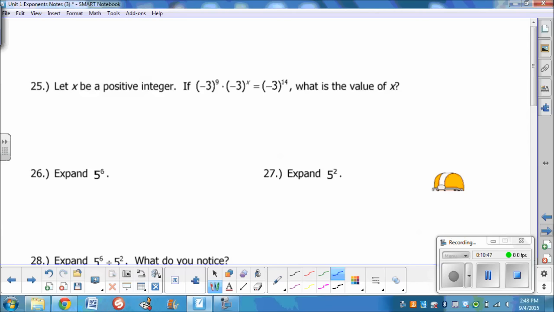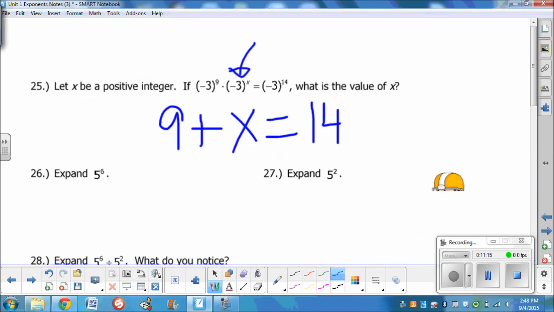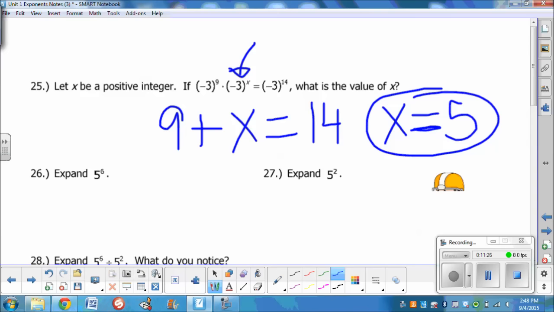Okay, so now, same idea, but we've got some different things to look at here. It says negative 3 to the 9th times negative 3 to the x. I don't know that exponent right there. It's equal to negative 3 to the 14th. So you have to think in your head, 9 plus what number would give us 14? And that's going to be 5. So x would be 5. I'd need 5 more 9s. Or excuse me, 5 more negative 3s.